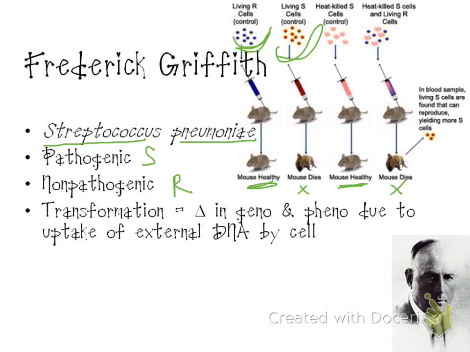So you're saying, what? How is that possible? Well, there's this cool thing called transformation. It's this idea that living cells can actually pick up DNA from their environment. So these non-pathogenic cells can pick up pathogenic genes and pretty much change their genotype and phenotype and become pathogenic.